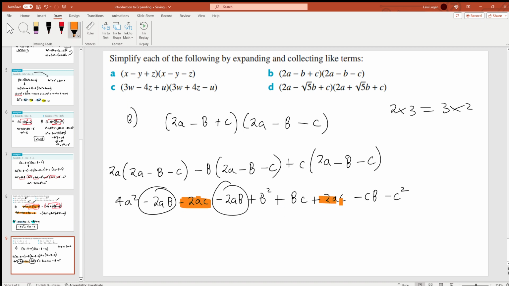That is a like term with that, but they're the same thing in the opposite, so you can actually cancel those guys out. What else? That is the same as that, except the opposite term, so you can also cancel out those guys. So all we're left with is pretty much what remains, because the rest aren't like terms. So you can have 4a squared minus 4ab plus b squared minus c squared, and that's it.